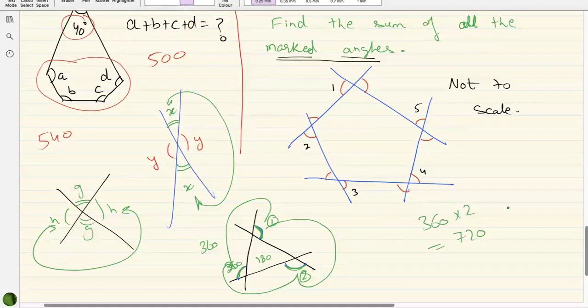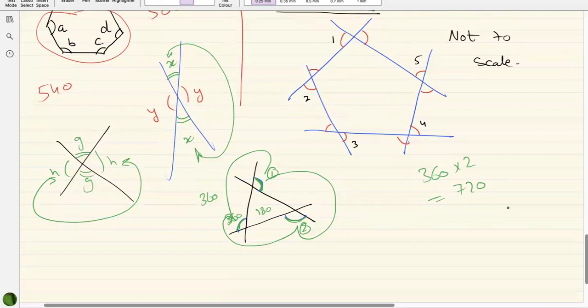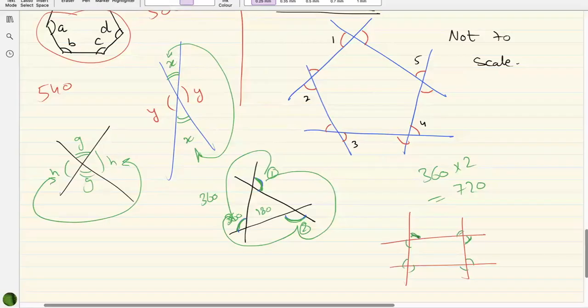Did you get it? Hold on, I'll make it clear. For example, we had this question and I asked to find the sum of the marked angles. This is a 4-sided shape. So 4 angles should have been marked, but I'm marking 8 of these. So sum of 4 would have been 360, but 8 makes it 720. Okay.